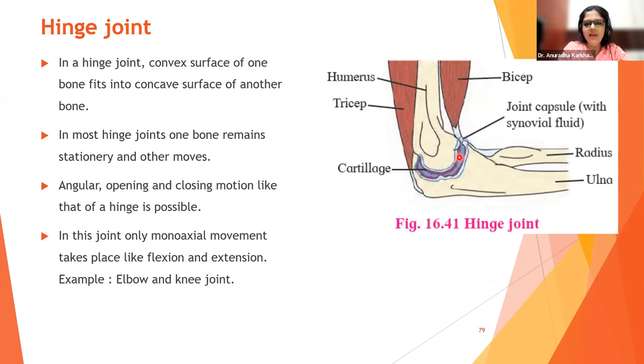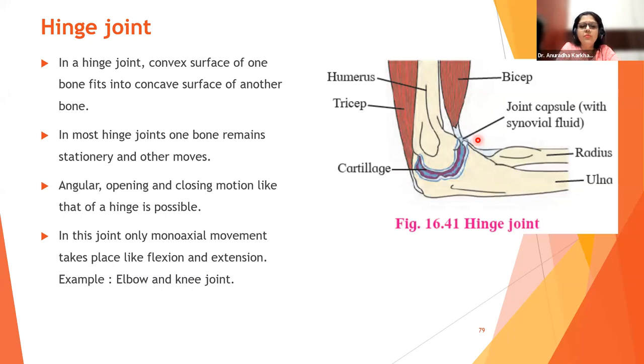Jisko hum kya kehte hai? Joint capsule with synovial fluid. Okay. In most hinge joints, one bone remains stationary and the other moves. Look at your elbow, even your elbow joint. So this one remains stationary. Who moves? The radius ulna wala joint jo hai, ye move hota hai.